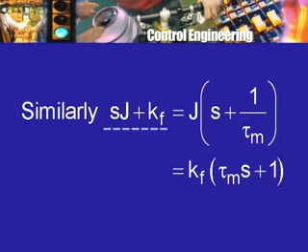We will do the same thing with the other factor, which involves the moment of inertia and the coefficient of friction. So, I have again the term Sj plus Kf. Pulling out j, I will write it as j into S plus 1 divided by tau m, where tau m is the motor time constant, but I can also rewrite it as Kf, pulling out Kf as tau m S plus 1. So, we have these two alternate ways of writing the linear factors. One advantage of writing it this way is that the time constant appears explicitly. In one case the motor time constant, in the other case the armature time constant.